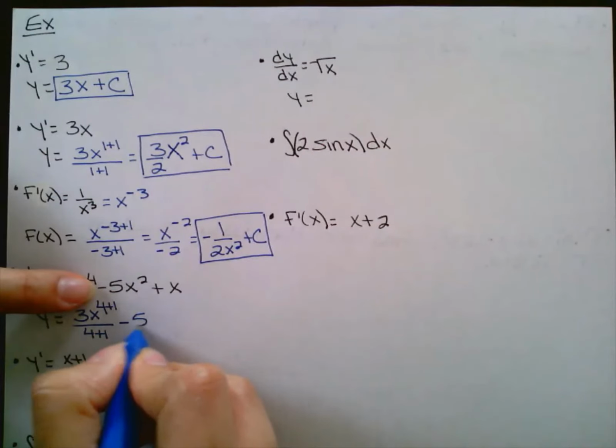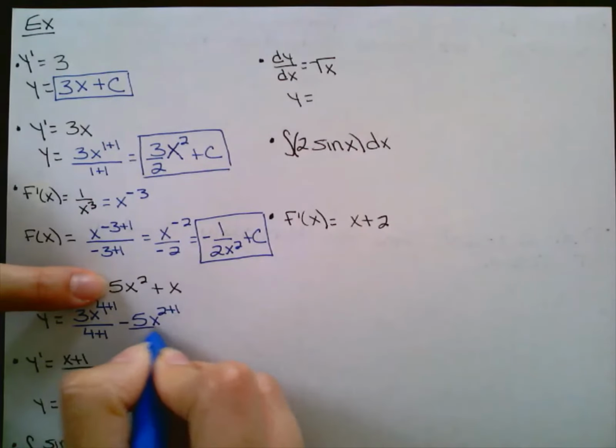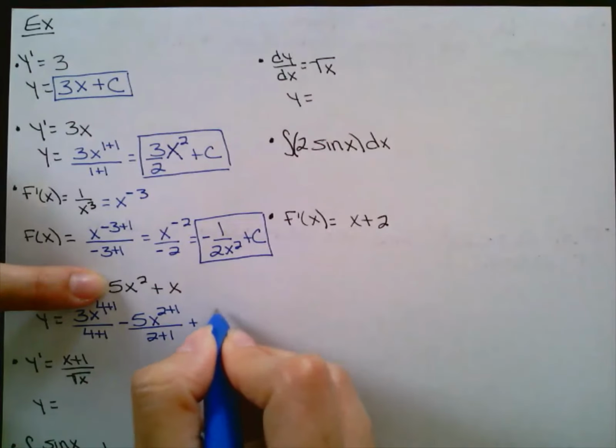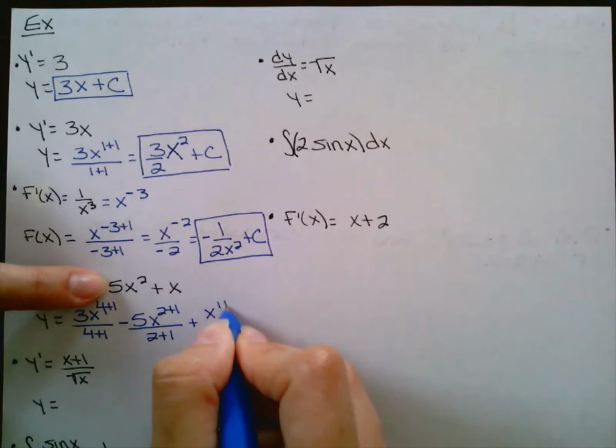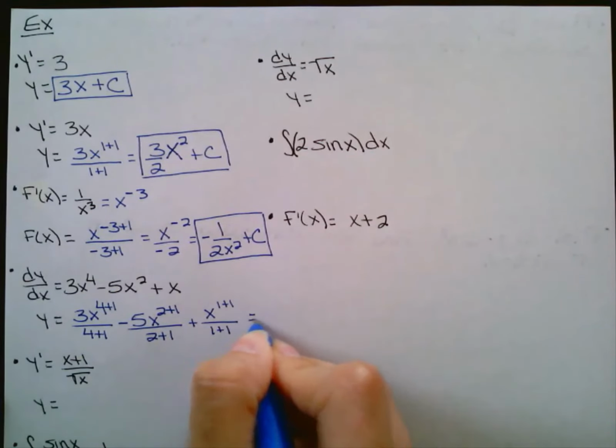minus 5x squared. I'm going to add 1 and divide by that new exponent. Plus, this is an x to the 1st, so I'm going to add 1 and divide by that new exponent.